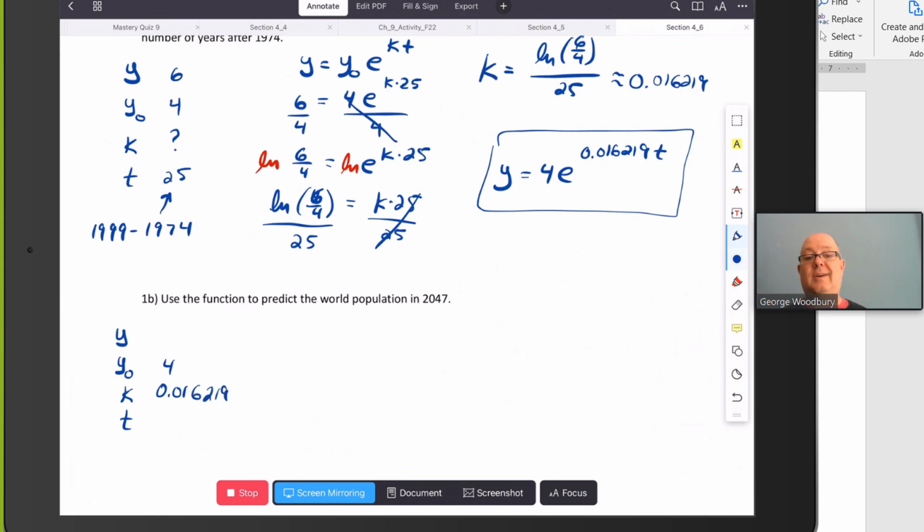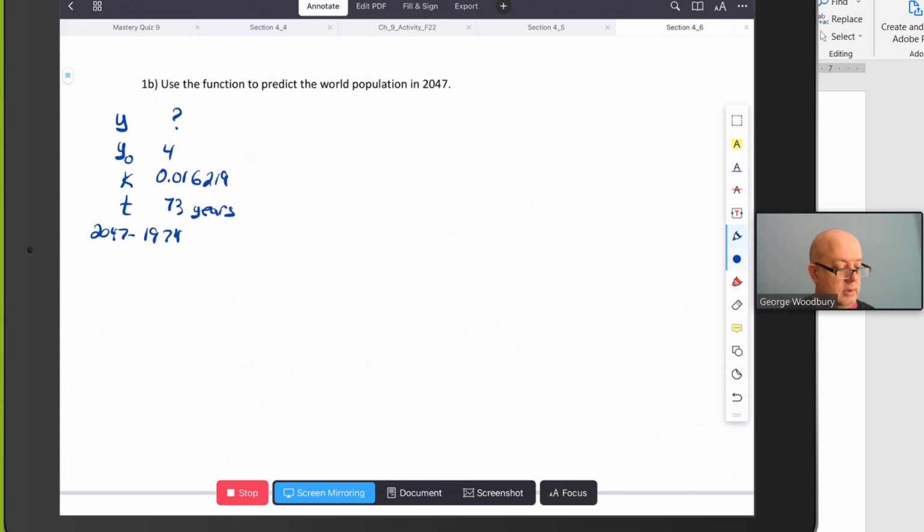And 2047, that's a measure of time. 2047 minus 1974, that is 73 years. And so what we don't know is the value of y. Let's find that.